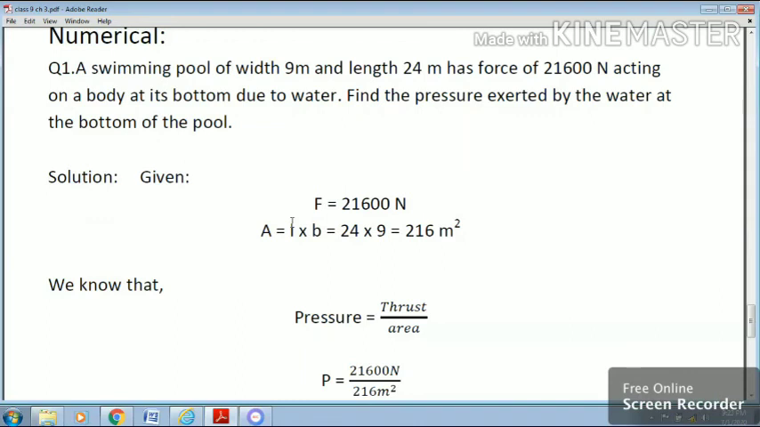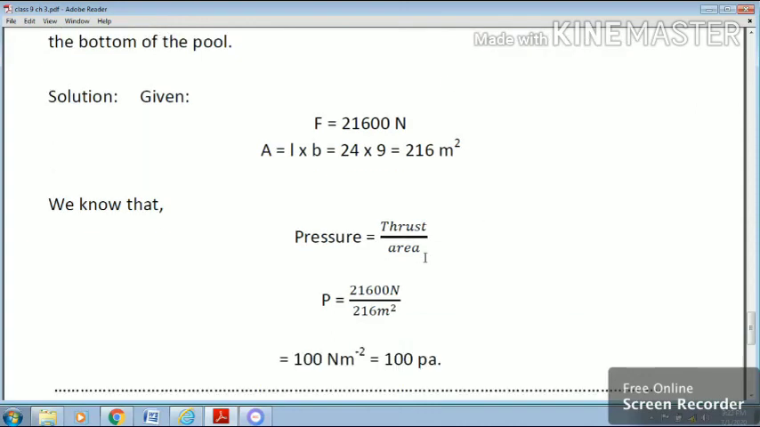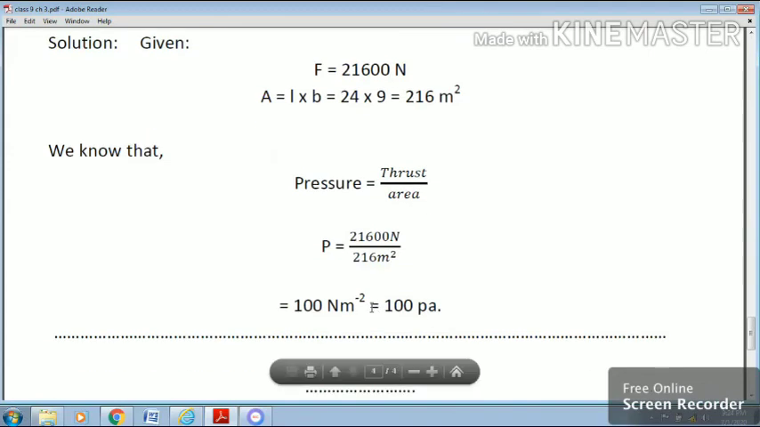Here it is given that force is 21600 Newton. Area we will calculate because length and breadth are given. So 24 into 9 will give you 216 meter square. Both are given in meter, so meter into meter, meter square. Now pressure is equal to thrust by area. Thrust, that means the perpendicular force, 21600 Newton by area 216 meter square, which will give us 100 Newton per meter square. You can also write Pascal, which is the unit of pressure.